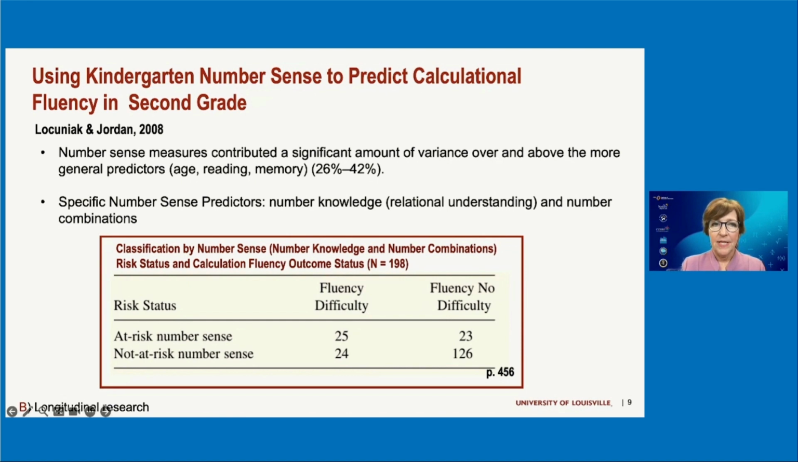However, if they are at risk for number sense in kindergarten, then more than half of them have difficulty with their fluency, about half of them in 2nd grade. So just very poignant how important it is to develop number relationships early on.